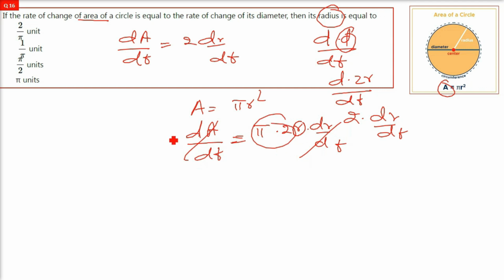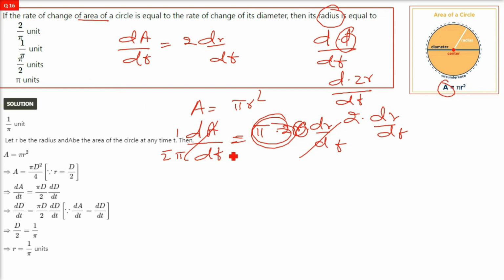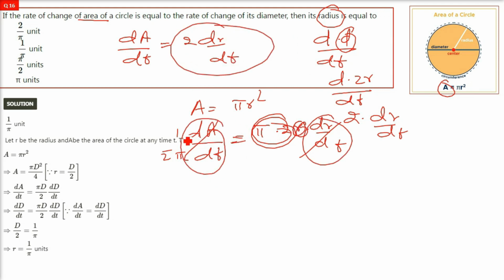Okay, and you cannot cancel this. I've just cancelled it, but dA by dt cannot be cancelled with dr by dt. dA by dt has to be replaced by twice of dr by dt. Then the answer will come. So it is not 1 by 2 pi. It is twice, because we are replacing dA by dt with 2 dr by dt. So 2 by 2 pi is 1 by pi. Okay, so this is how we are going to employ this, and 1 by pi units is the radius which we need to find out. So this is your answer, 1 by pi. Okay, 1 by pi units is the answer.